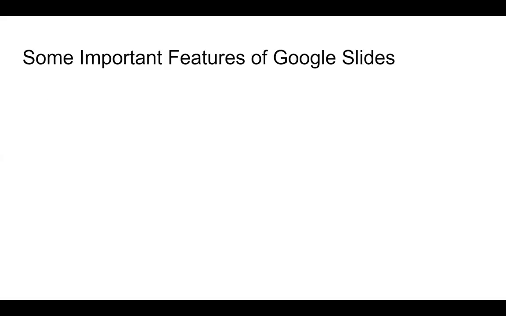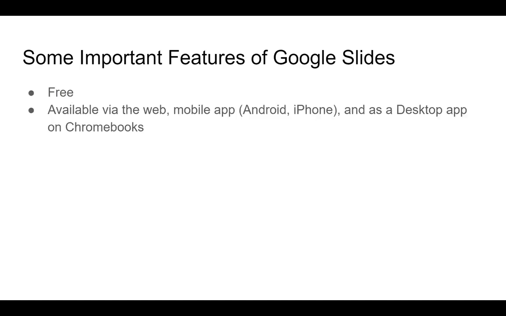So some important features of Google Slides. The first important one is that it's free. PowerPoint you have to buy as part of Office, which is kind of a nuisance, but this is just totally free. And it is available, like I said, via the web, via an app, so Android or iPhone, or in fact BlackBerry, or even Windows phones if you had one. And it's a desktop app on Chromebooks. So if you happen to have a Chromebook, there's nothing to install. You'll probably already see an icon for it and it'll open directly.